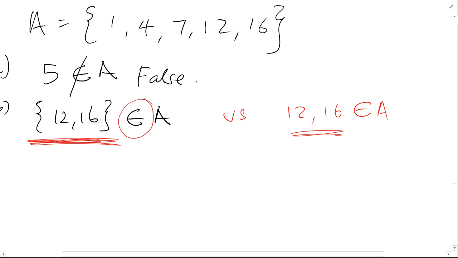What is this? Element. Element is not a set. Element is the smallest thing already. Understand? So I cannot have a set as an element. I can have a set as a subset. I can have a set as a proper subset. I cannot have a set known as an element. Okay? So this is false.